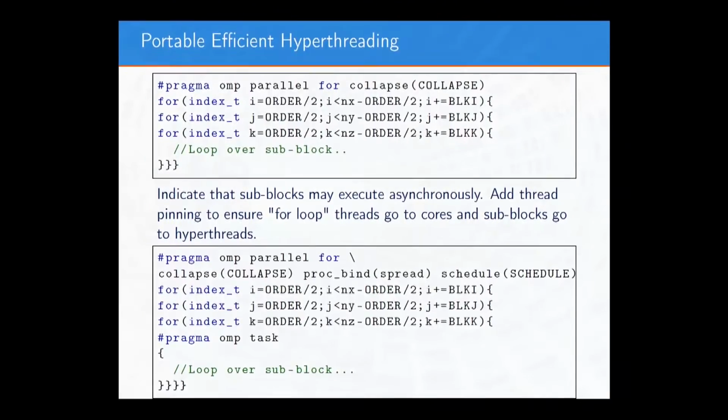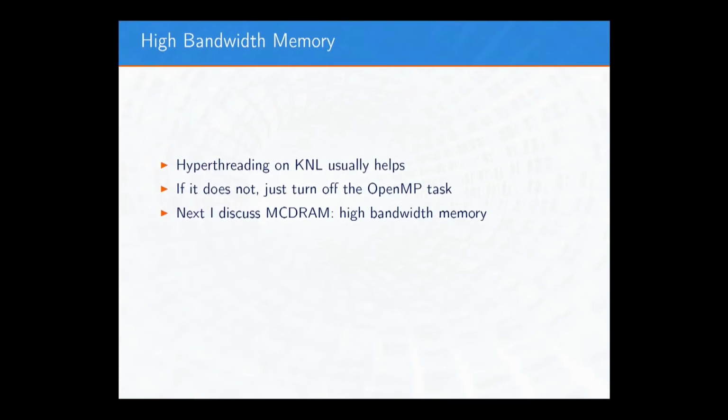And on Xeons where you don't want hyperthreading, just turn it off and it executes sequentially, no problem. So this is also a portable code transformation. And it almost always helps on Xeon Phi. If it doesn't, just turn it off.